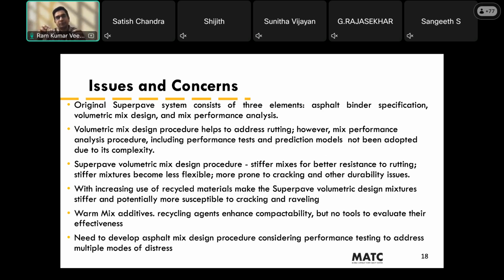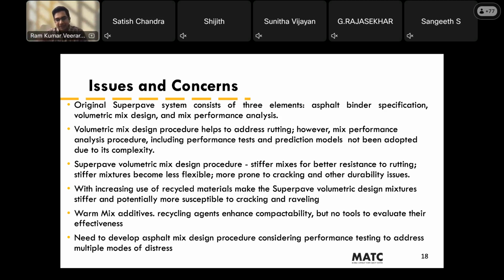Most of you may or may not be familiar, but back in the 90s, rutting was a major issue. And with the introduction of SuperPave, they had resolved the issues with rutting. But now, with the introduction of recycled materials and everything, they started having issues with cracking.